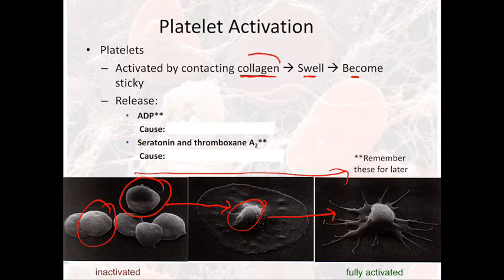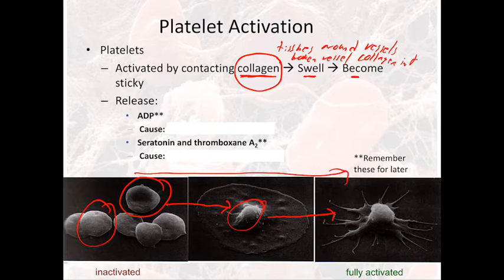Okay, so why would they come in contact with collagen? Because there's collagen in the tissues around blood vessels. So when we have a broken blood vessel, collagen then interacts with the blood. As soon as that collagen comes in contact with platelets, it causes those platelets to become activated.